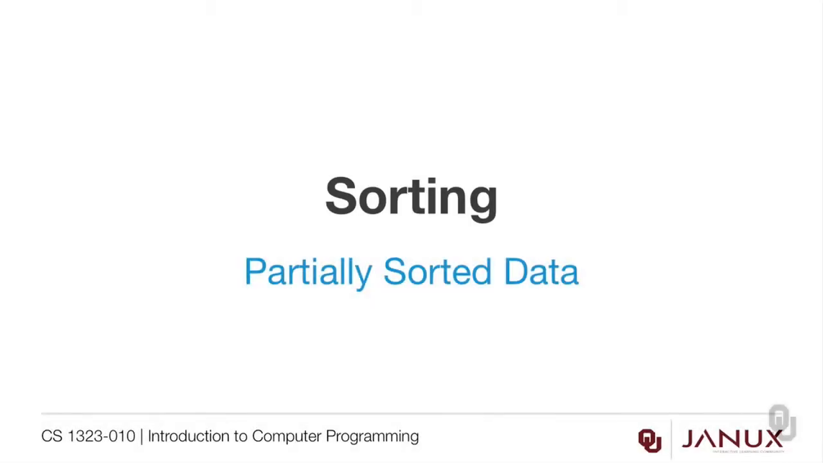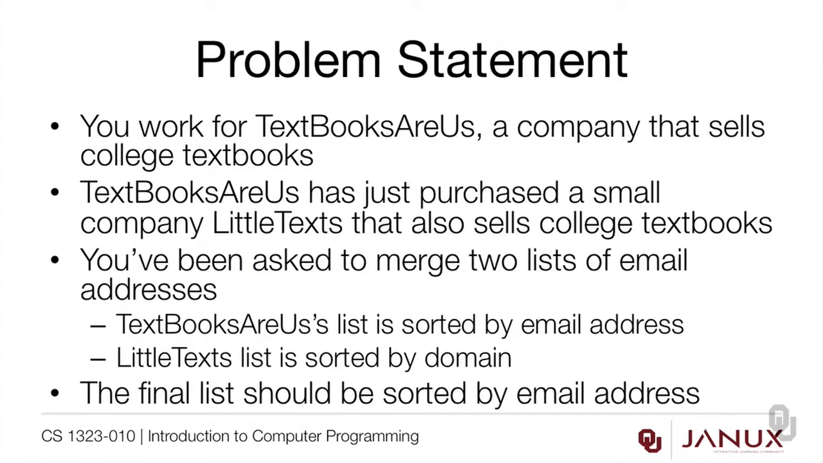Let's continue our study of sorting by looking at partially sorted data. Here's the problem statement. You work for Textbooks R Us, a company that sells college textbooks. Textbooks R Us has just purchased a small company, Little Text, that also sells college textbooks. You've been asked to merge two lists of email addresses.